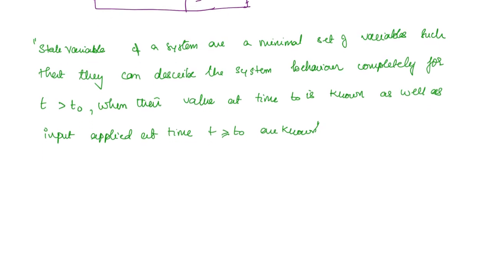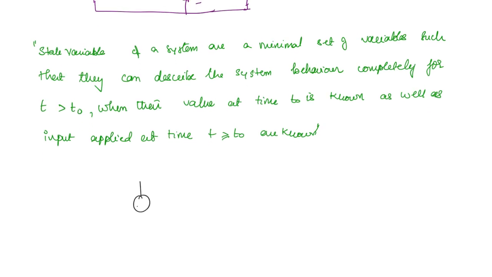As an example, take a series RC circuit. Now let us say the initial voltage across the capacitor is V naught. The capacitance is C and the resistance is R. Now we will also take a switch.